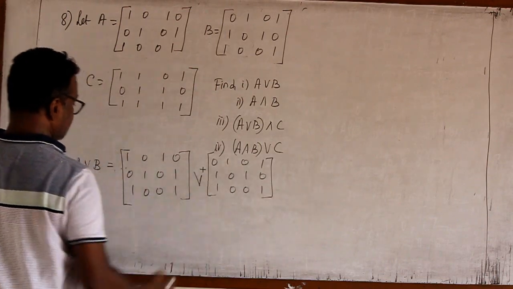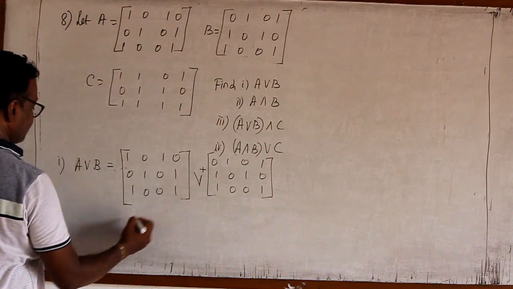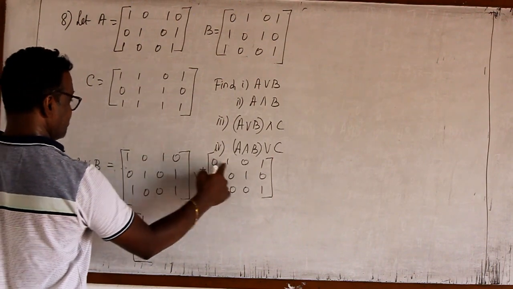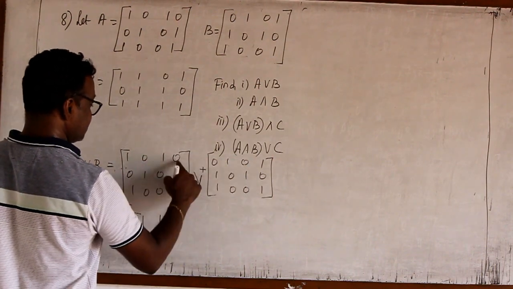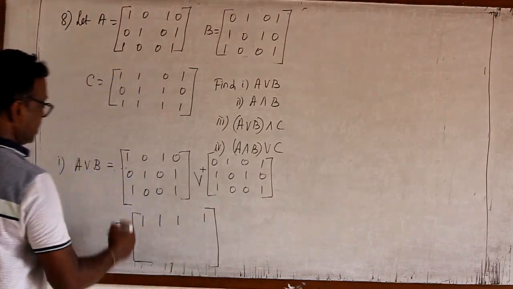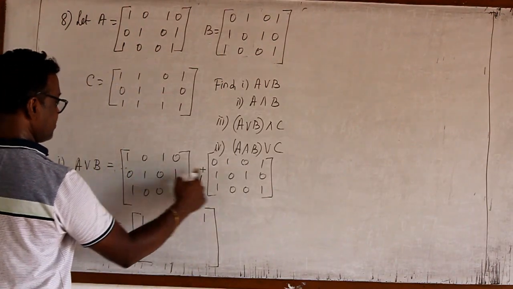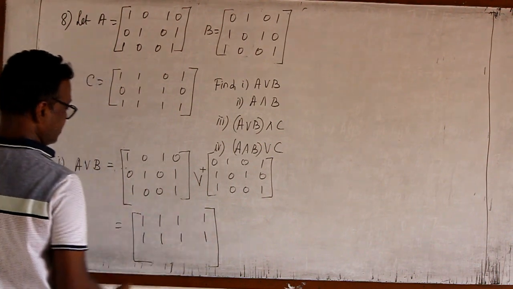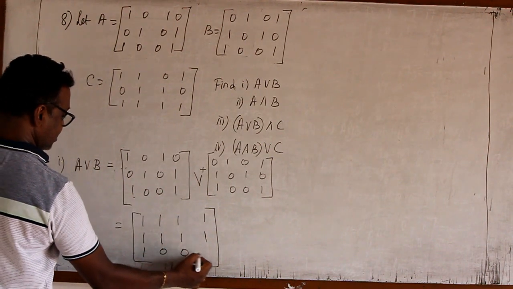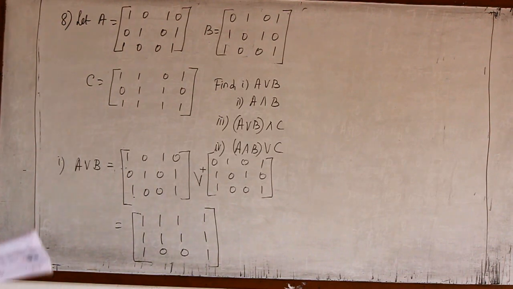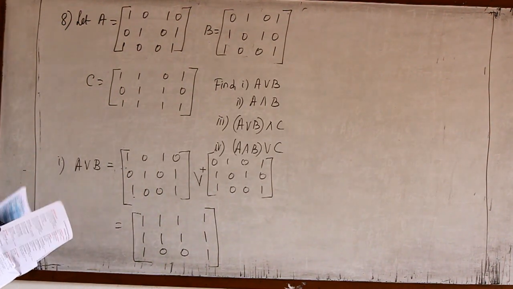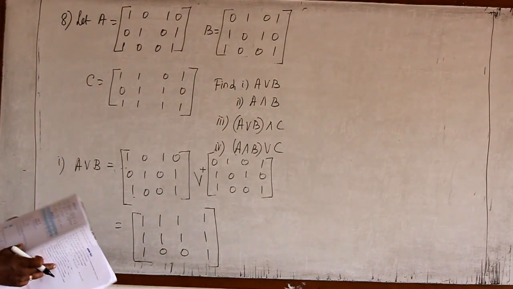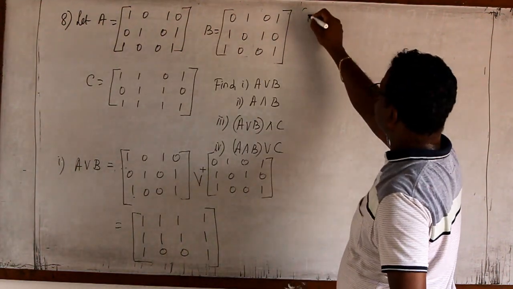We know disjunction means OR, which means we have to add. Add the positions: 1 plus 0 is 1, 0 plus 1 is 1, 1 plus 0 is 1, 0 plus 1 is 1, 0 plus 1 is 1, 1 plus 0 is 1, 0 plus 1 is 1, 1 plus 0 is 1, 1 plus 1 is 1, 0 plus 1 is 1, and 0 plus 0... Here it is 1 0 0 1. So the answer is correct. Now we should go for the second one.